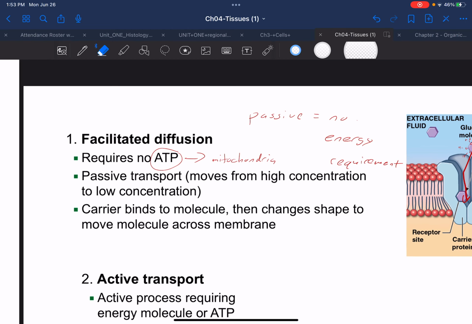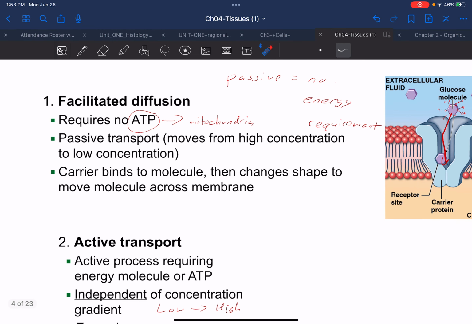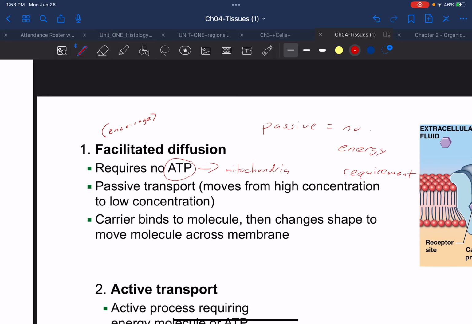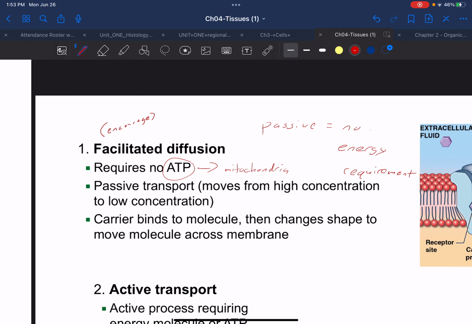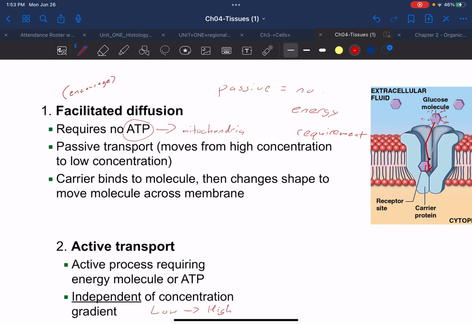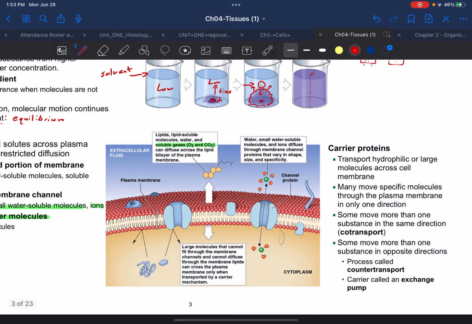And so, when we see the word facilitated diffusion, this means to encourage diffusion. How can I explain this a little bit more easily? Let's see what pictures I have here.